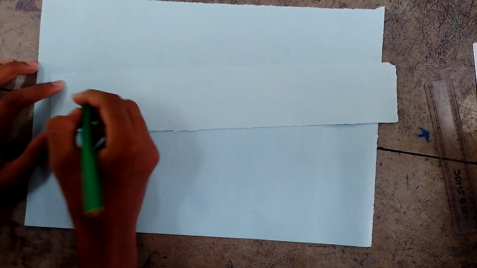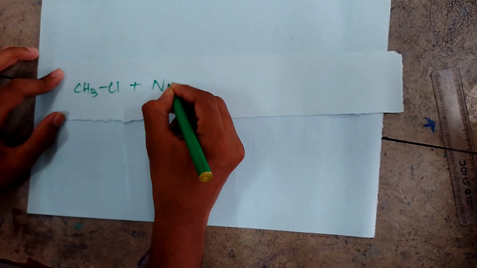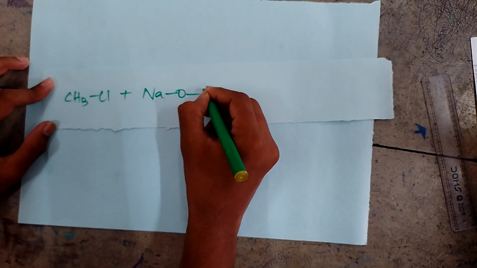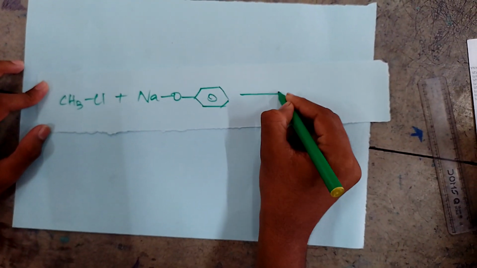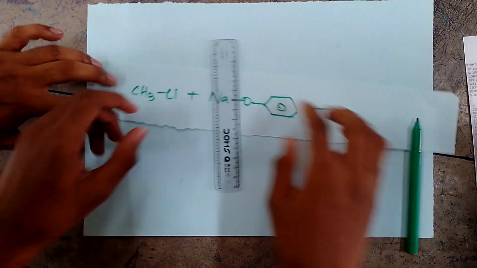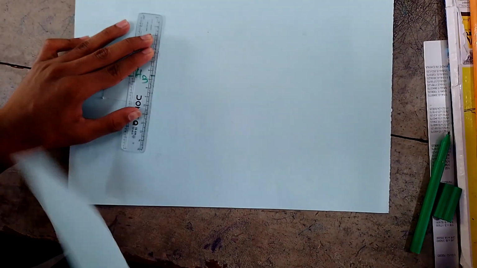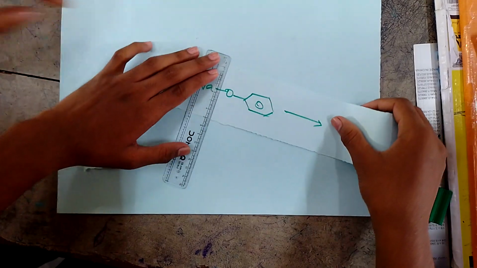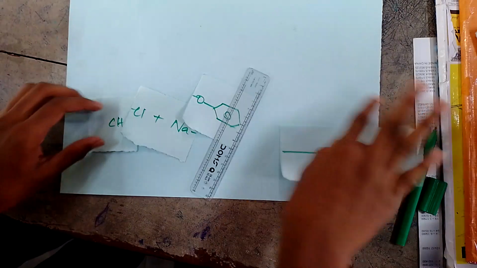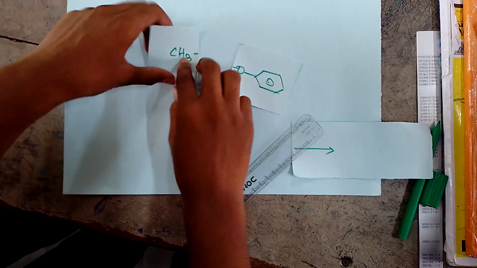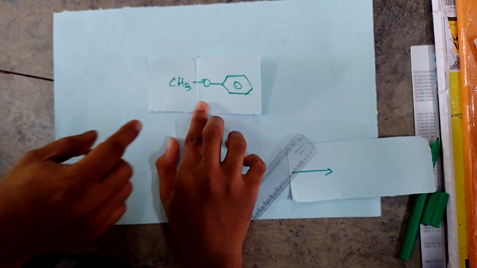This is the third example for Williamson ether synthesis, in which an alkyl halide reacts with an aryl oxide, sodium phenoxide. The bond between the alkyl part and the halogen part breaks, and the bond between sodium and the oxygen breaks. When you take off the byproduct, you are getting an unsymmetrical ether, which is of this formula.